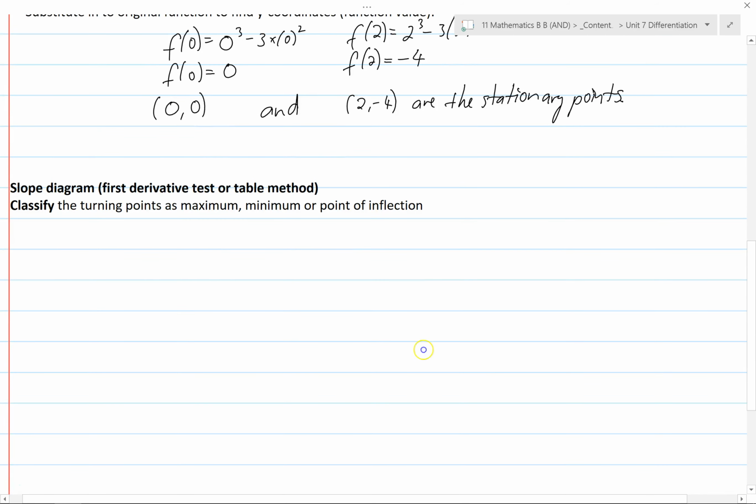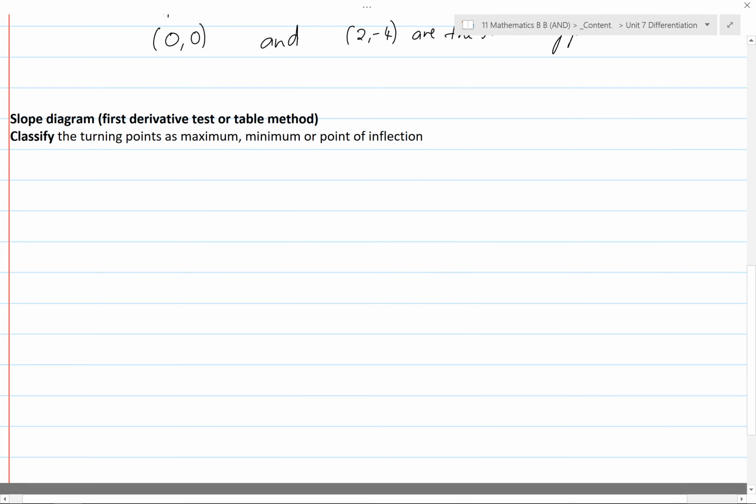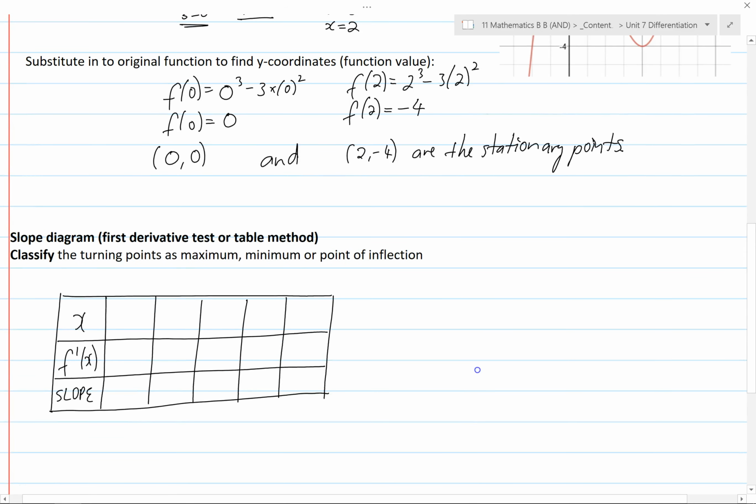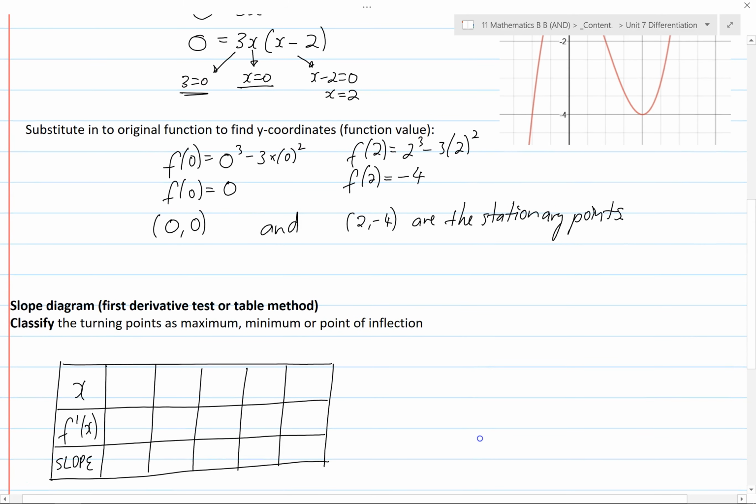We're going to use a table to assist with this slope diagram. This is what the table is going to look like. I want to investigate around these 2 points.